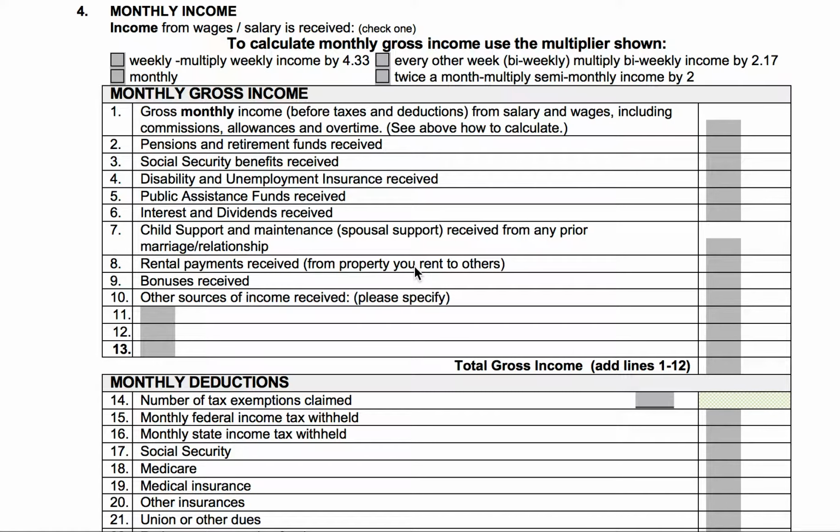Hey everybody, it's Kyla at the MJC again, and this time I'm here to walk you through the monthly income section of the financial disclosure document.